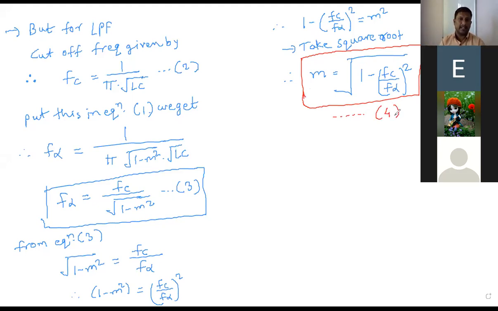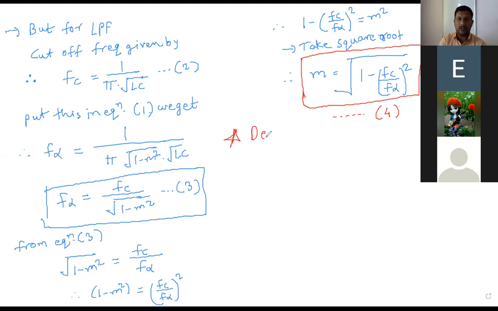So F alpha you can calculate based on the cutoff frequency FC and m value. If m value and FC cutoff frequency are given, you can calculate the resonant frequency F alpha. If cutoff frequency and resonant frequency are given, you can calculate the m. So out of the 3, they will give 2, and you have to find the third one. That is the important thing. Once you get the third one, then you can find the value of L and the value of C.